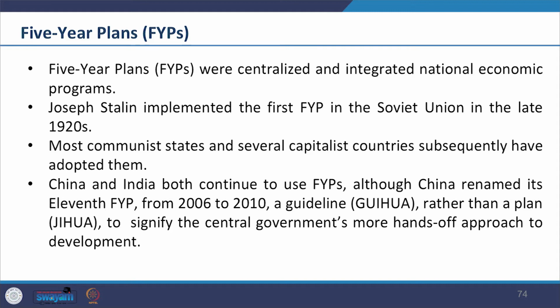China and India both continued to use 5-year plans for quite some time, and China had renamed their 5-year plan as guidelines, calling it Guihua rather than a plan Jihua, to signify the central government's more hands-off approach to development. Let us briefly look into how our approach as a nation evolved. You may also see this from the lens of perspective plan.